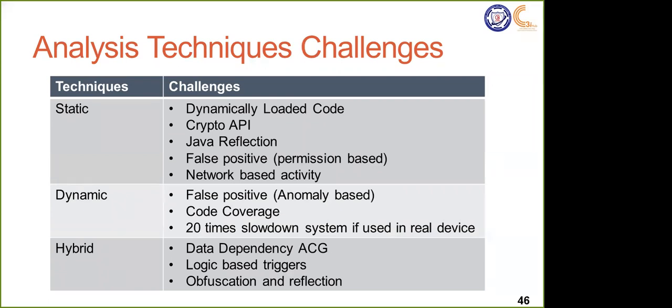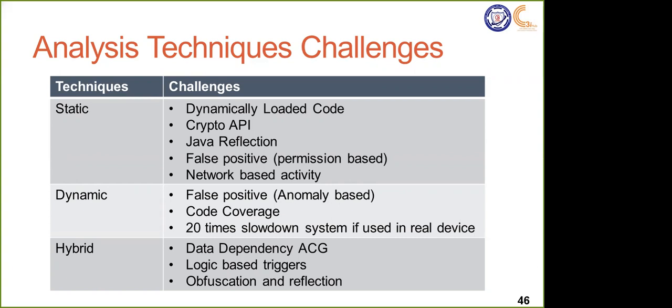Static analysis suffers from dynamically loaded code. Dynamically loaded code is generally not part of the application, so static analysis cannot analyze it. There is also the crypto API: suppose some data is encrypted inside the application, you cannot identify what exactly this information is. Another is Java reflection, which is related to invoking functionality at runtime. This functionality is visible only at runtime, and static analysis does not deal with it.